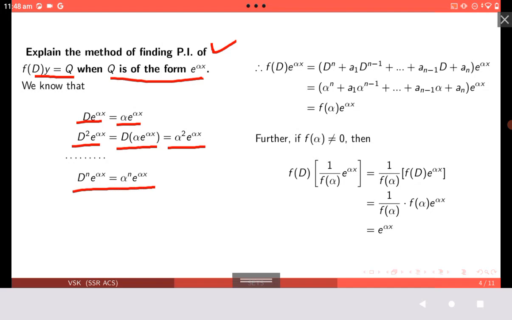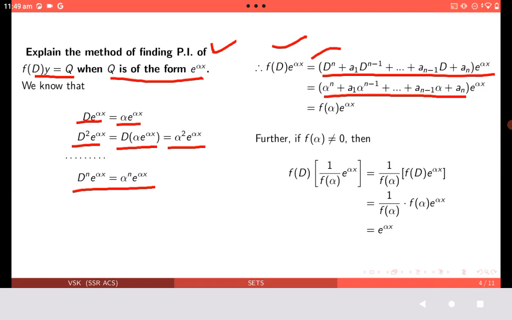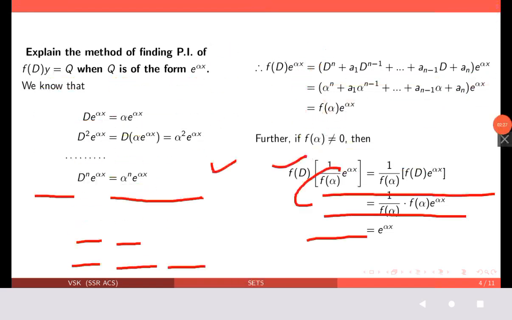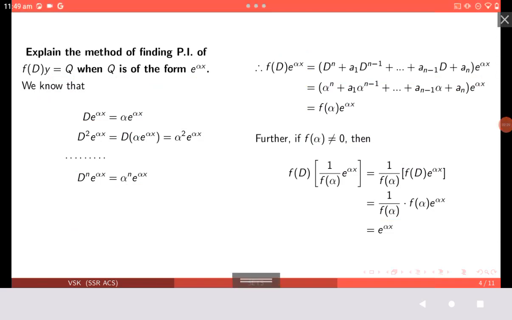So when we operate F(D) on e to the power alpha x, we'll just get this expression, which is nothing but what we get when we replace D by alpha. You can see in these two expressions, D is just replaced by alpha. So this is nothing but F(alpha) into e to the power alpha x. That is the value of F(D) when D is equal to alpha. So we'll get this expression.